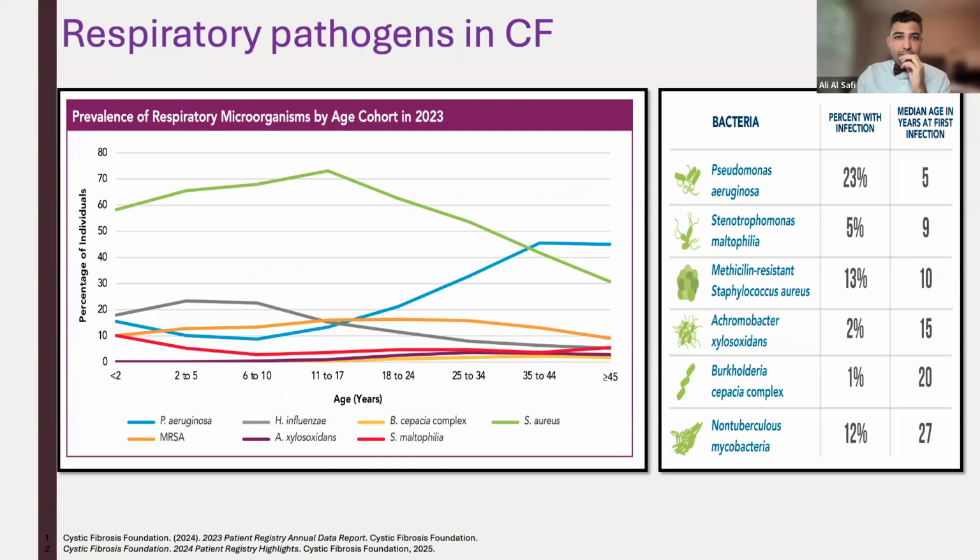As you notice here in the graph, after the age of 35, the prevalence of Pseudomonas increases and surpasses that of Staph aureus. And this is mainly because Pseudomonas tends to persist once acquired, adapts through biofilm formation, and ultimately dominates the damaged CF lung environment.